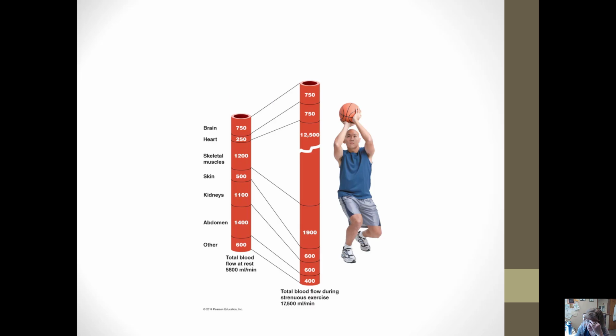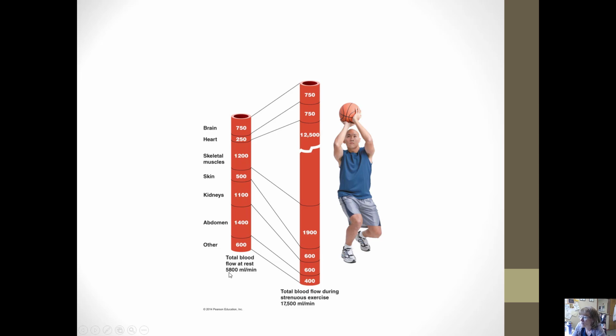This picture just shows how we can move blood around during times when we need it, say during exercise, and we need it in our muscles, and we need it in our heart, and we need it going to our lungs. And so I love this graphic.